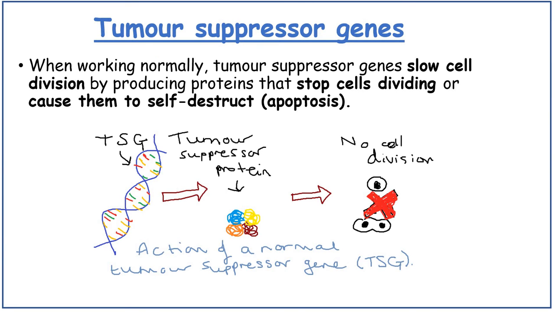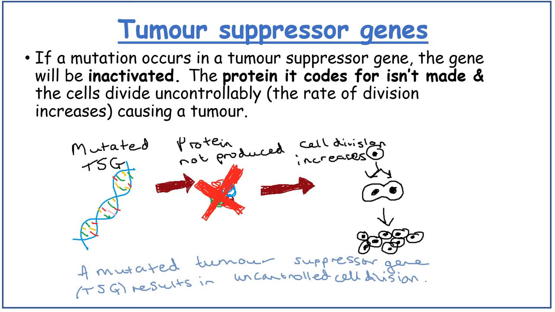Tumour suppressor genes. When a tumour suppressor gene is working normally, the genes slow cell division by producing proteins that stop cells dividing or cause them to self-destruct, which is called apoptosis. If a mutation occurs in a tumour suppressor gene, the gene will be inactivated and the protein it codes for isn't made, and the cells divide uncontrollably because the rate of division increases, causing a tumour.